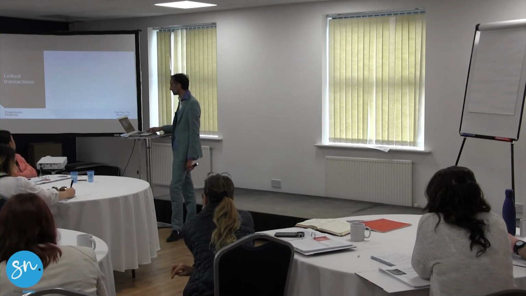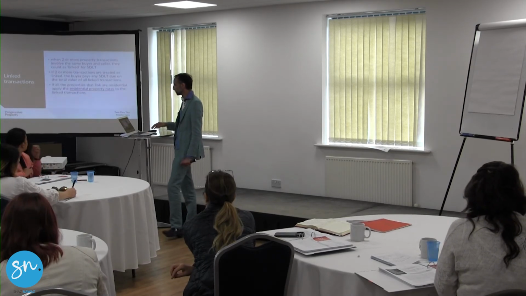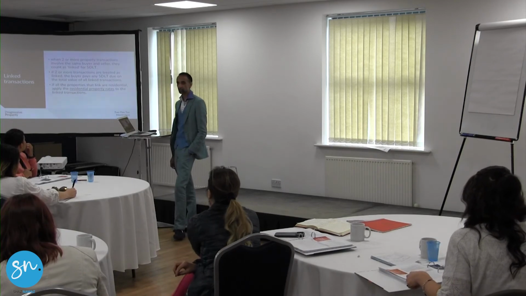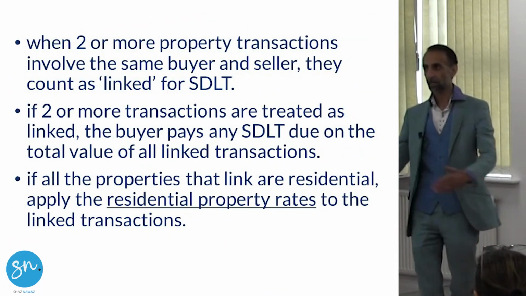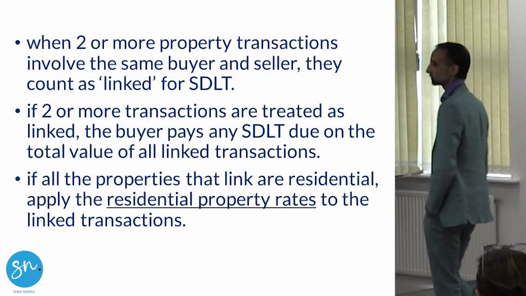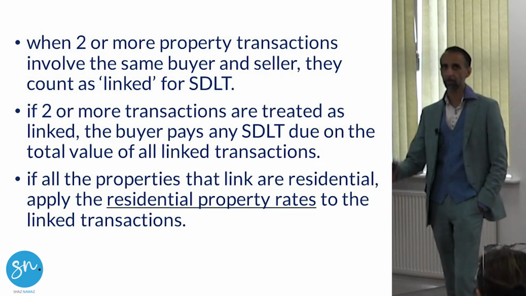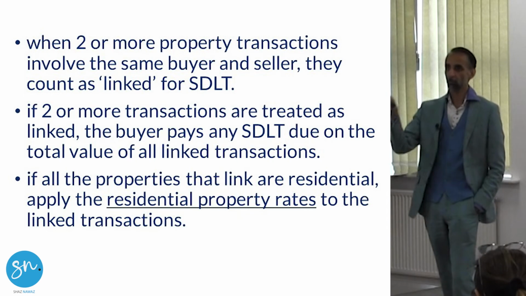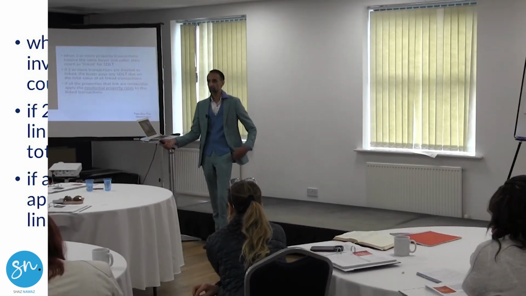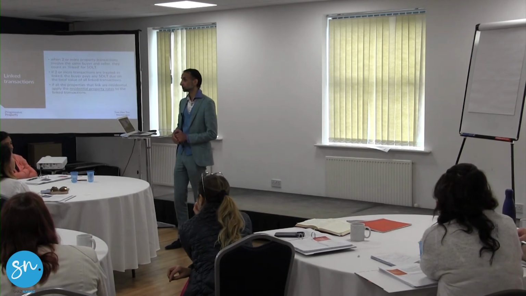Okay, this is a nasty one. If you buy 2 or more properties from the same person at different times, that will be treated as a linked transaction. What that means, Julie, is you'll have to pay a higher rate of SDLT on the second property because it's going to be deemed as though you've bought both properties together. Make sense? They get added on, even though they're on separate titles and bought at different times.